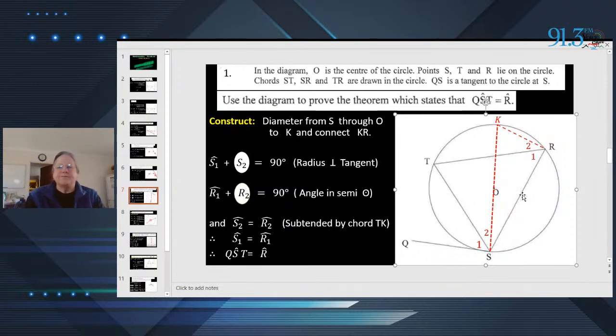So let's go through it. S1 plus S2 is 90, which I already pointed out. The reason is radius perpendicular to a tangent. Now we go to our other 90-degree angle. So R1 plus R2 is also 90. Angle in a semicircle. Now we can say, and this is the crux of this thing, S2 is equal to R2.